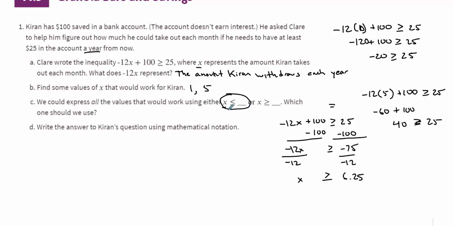But we just said that x has to be less than or equal to some number up here, right? So we need to switch this inequality symbol around. x is less than or equal to 6.25. I wonder why we had to do that. Why did we have to switch that inequality symbol, I wonder?